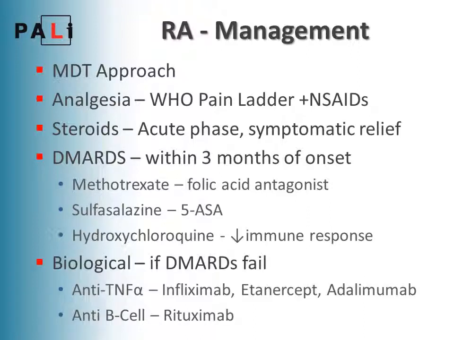If DMARDs fail, then we also now have biological therapies which target exact processes in the immune system that are involved in rheumatoid arthritis. So there are the anti-TNF-alpha agents such as infliximab, etanercept, and adalimumab, as well as the anti-B cell agents like rituximab. And these are giving some patients significant relief.